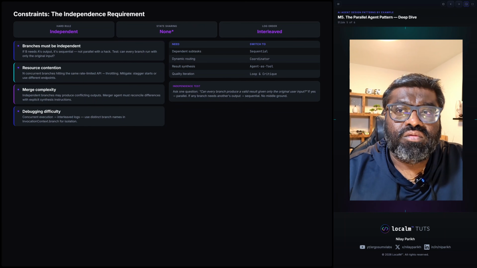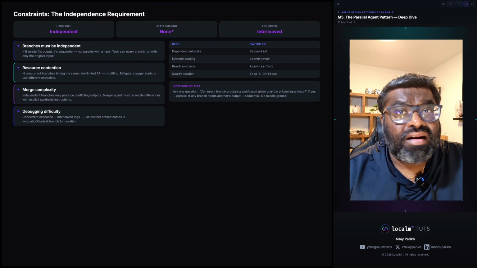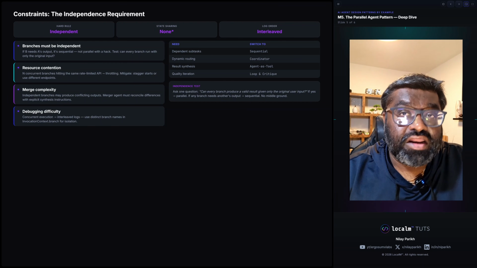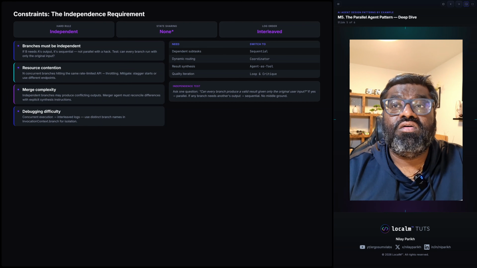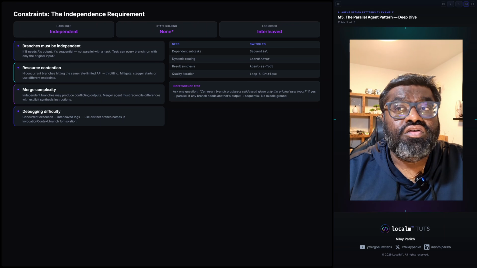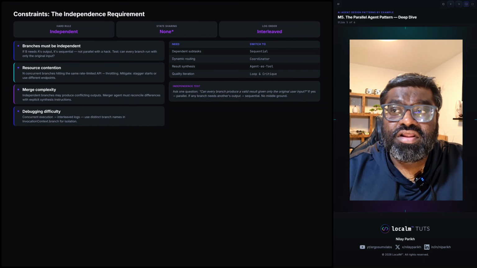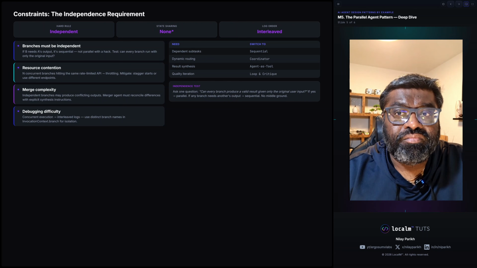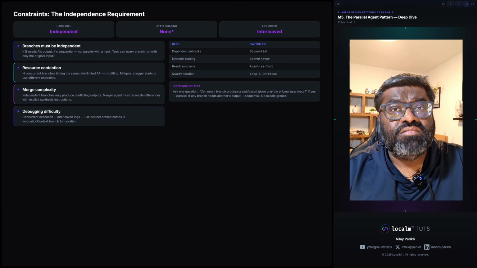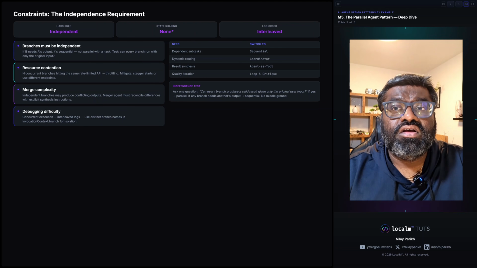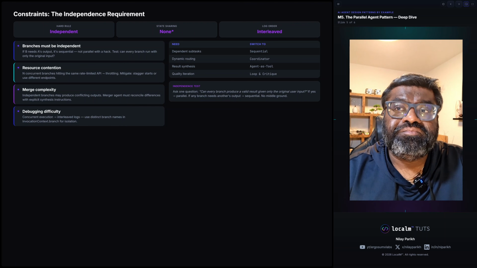And here's the one rule which I think parallel processing cannot break, and that is all the branches must be independent. If branch B depends somehow on branch A, then you don't have a parallel problem. You've got a sequential dependency wearing a parallel costume. Beyond that, watch out for resource contention. Also, rate-limited APIs could be difficult if a significant number of branches are fanned out in very quick succession.